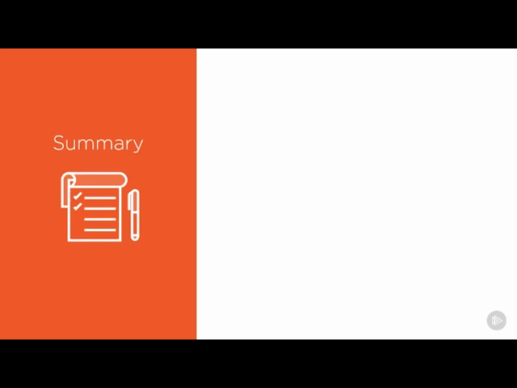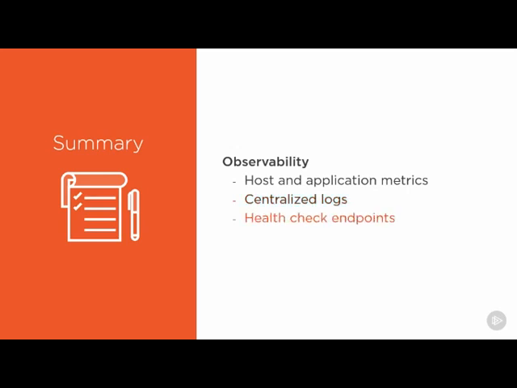Finally, we looked at how important it is that our microservices are observable. We need to be able to monitor host and application metrics, set up alerts to warn us if things go wrong, and to easily examine the logs of each microservice in a centralized place. And we also saw how implementing health check endpoints on each microservice is a great way to enable you to get a quick picture of the overall health of your system.